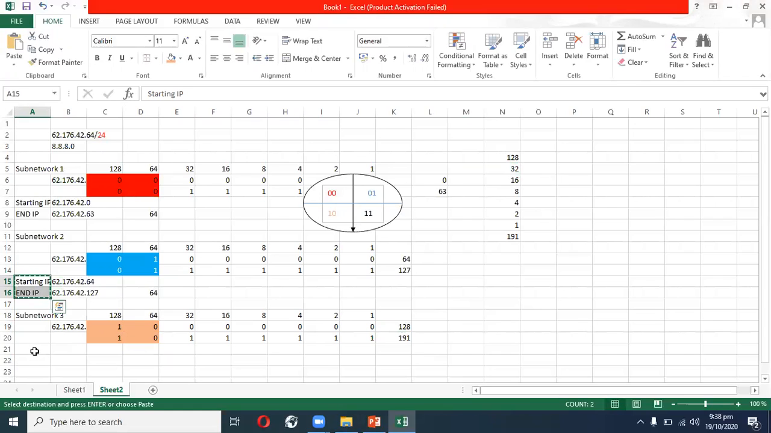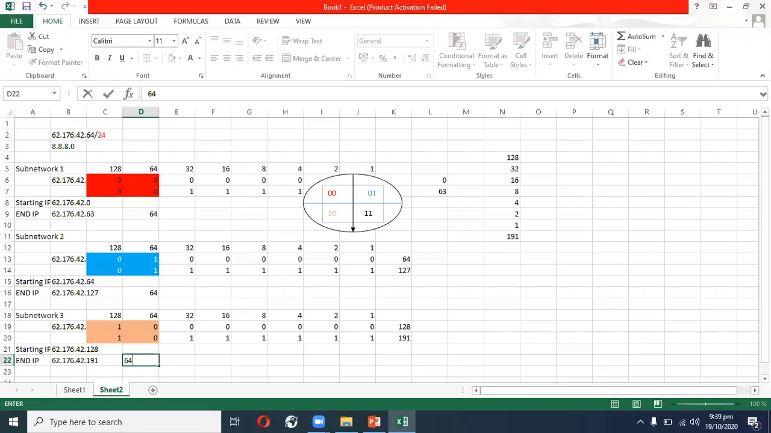So our starting IP is 62.176.42.128 and our end IP is 62.176.42.191. So 191 subtract 128, we get 64. So this is also correct so far. This is the network we can get.